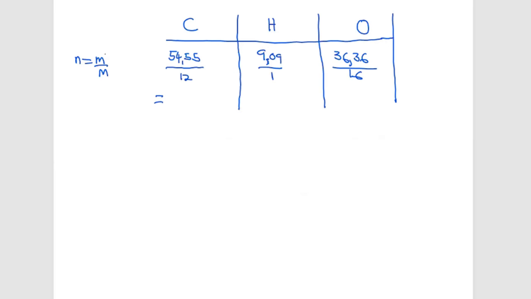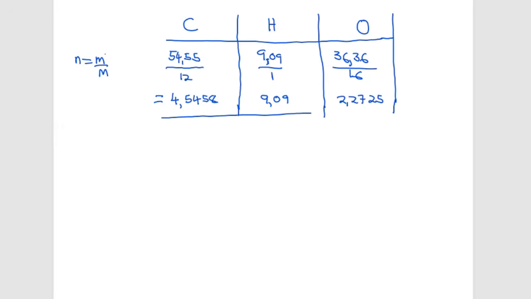So if we do our math there, 54.55 divided by 12, we're going to get a value of 4.5458 moles, right? So these are the moles that I'm going to get there. Any number you divide by 1 retains its value, and then 36.36 divided by 16, I'm going to get a value of 2.2725, right? So these are my number of moles.